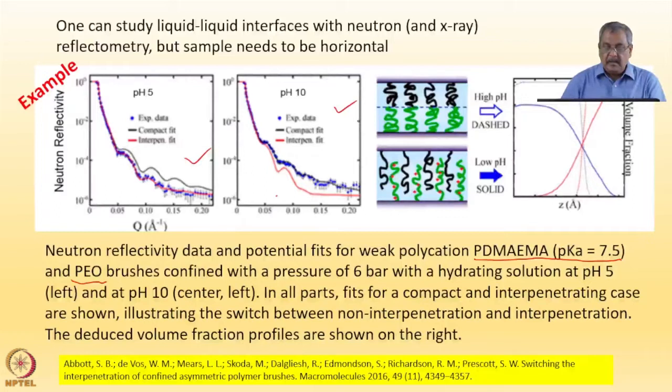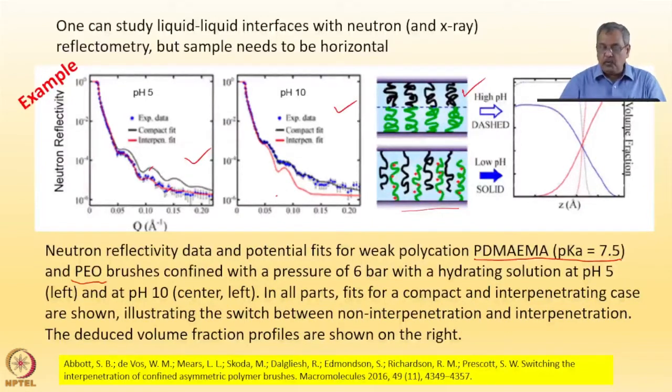That's the thing. And we are just showing two datasets of unpolarized reflectometry. But if you look at this schematic or the cartoon on the right hand side, you can see that there are two possible configurations at the interface for PDMAEMA and PEO. One is that they don't interpenetrate, they don't mix, and the other one, if they mix, that the brushes interpenetrate. In the first data at pH 5, you can see the fit without penetration, this one, and with penetration have been attempted, and the fit with interpenetration of the brushes gives a better fit, and that means at pH 5 these two brushes sprayed on a hydrating solution allow interpenetration.